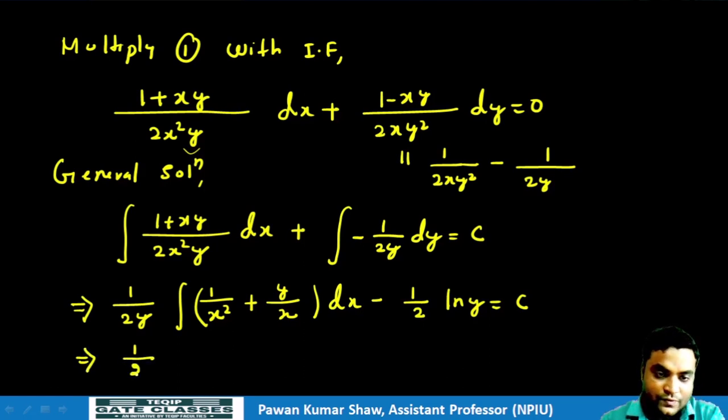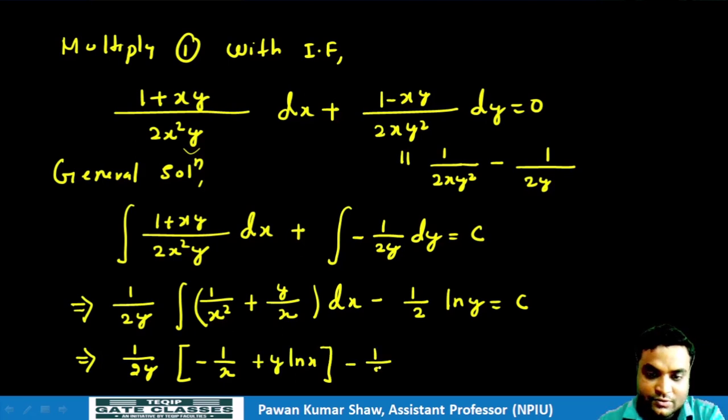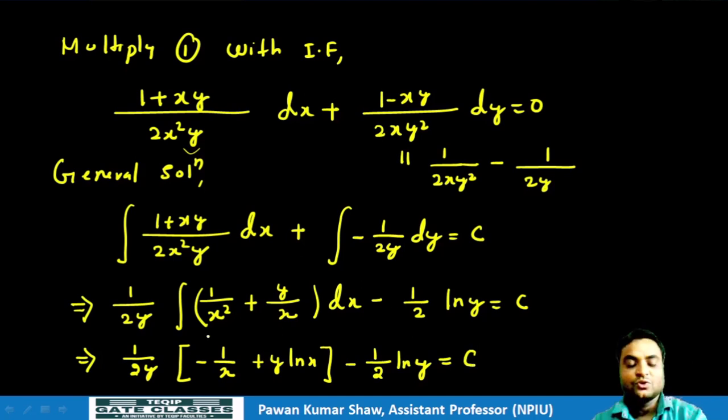So 1 by 2y, and here the integration of 1 by x square will be minus 1 by x, and since y is constant, the integration of 1 by x will be log x, so y into log x, and here minus 1 by 2 log y plus c. So this is the general solution. If you want to do more simplification you can do it, no problem. So this is our general solution for this.